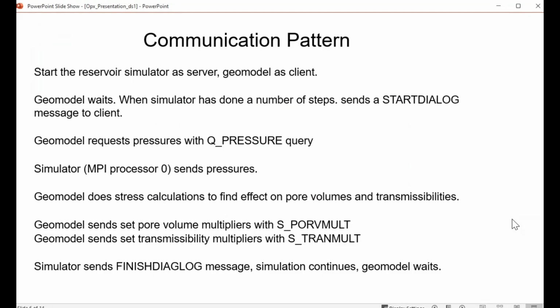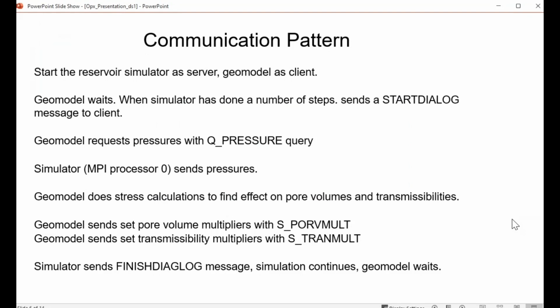When it reaches a point where it's ready to do a dialogue, it sends a start dialogue to the client. The client requests the pressures because this particular client needs pressures. The simulator sends the pressures. And it's worth saying that these are highly parallel MPI programs, but the actual sending is done by process 0. So in fact, in terms of coding this, the biggest amount of effort is actually collating the results from process 0.